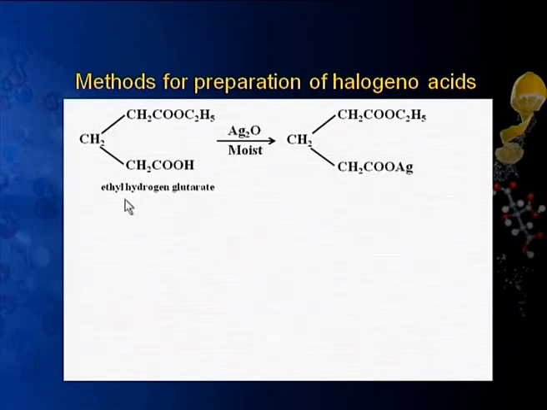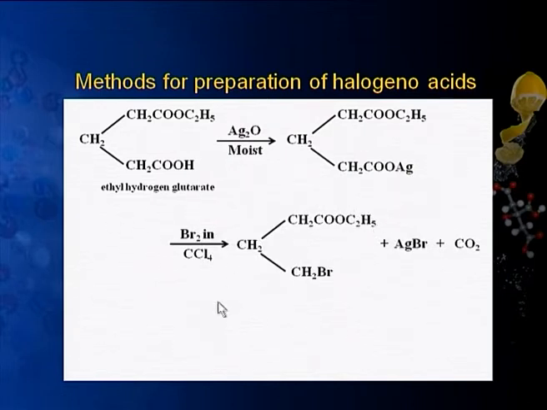This is ethyl hydrogen glutarate, that is the half ester of glutaric acid. Glutaric acid is a 5 carbon dicarboxylic acid. This is the half ester, on this side it is a free acid. It is converted into its silver salt. Then this silver salt is treated with bromine in carbon tetrachloride. This gets converted into CH2Br after the loss of carbon dioxide.